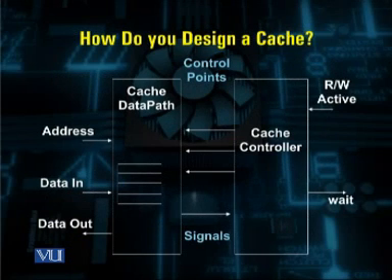Here, this block diagram shows the interface between the cache data path and the cache controller. The cache data path has its inputs as the address lines, the data in and data out lines, whereas the cache controller generates the control signals and it obtains the control information as read or write active and the wait signals when it is to be in the stall position.